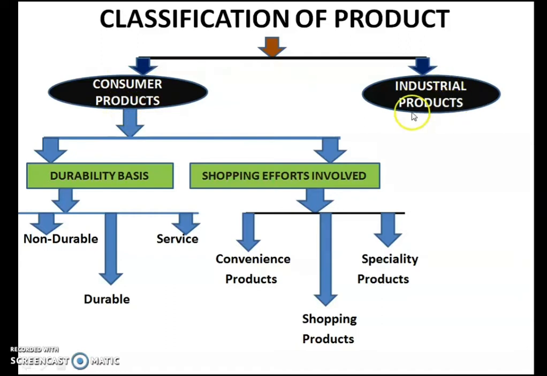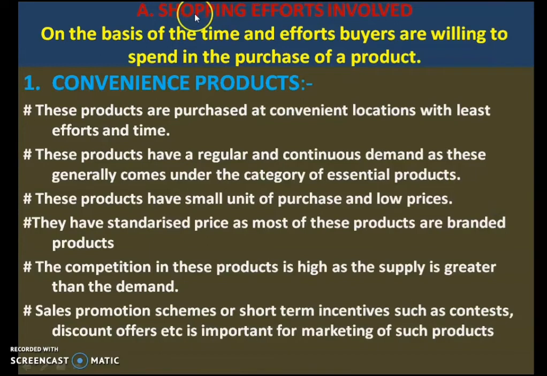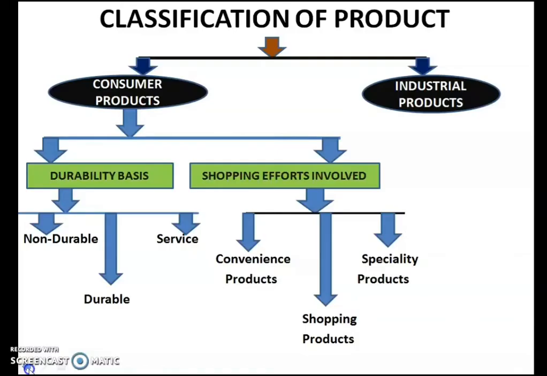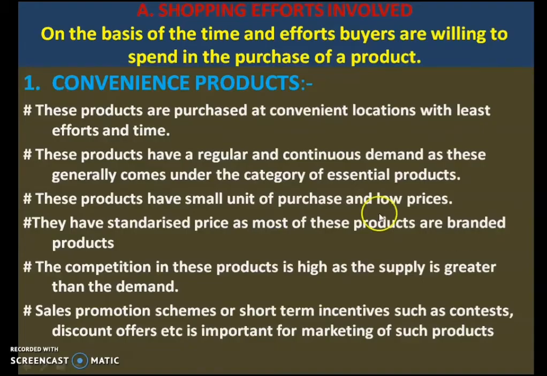Then we have industrial product also. So let us have an explanation about these classifications. As you saw, under consumer product, the sub-classification is shopping efforts involved. So there are 3 sub-classifications. Let us see what they are. They are based on the time and effort buyers are willing to spend in the purchase of a product. So shopping effort means how much time they are spending, how much effort they are taking to purchase one product. According to that, the sub-classification has been made.